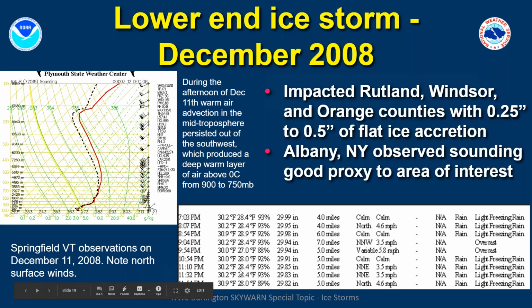So temperatures were just cold enough, and as you can see also, the wet bulb temperature was even lower because the dew point, there's about a 2 to 3 degree spread between 30 and 27 or 28. So this, again, was not a big ice storm, but it did have some impacts with 1/4 to 1/2 inch in southern Vermont.